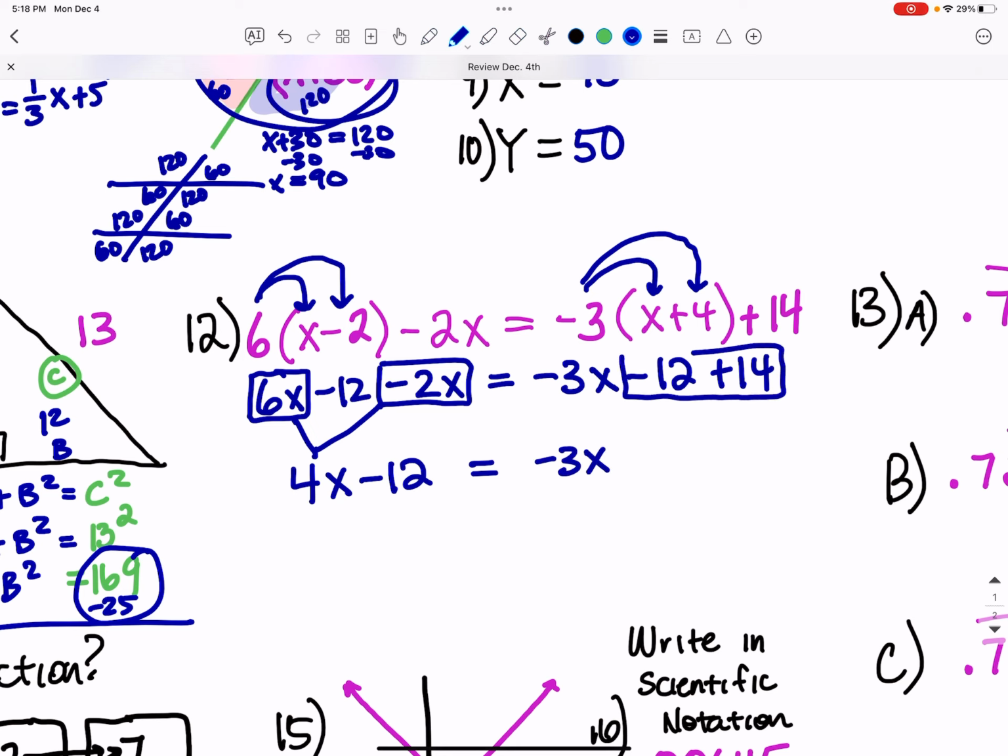If you still need to make teams, I'm going to add 3x to this side and move it over here. So my green squares are over here, but that means this blue circle needs to go. Plus 12, plus 12. 7x equals 14, divided by 7. X equals 2.